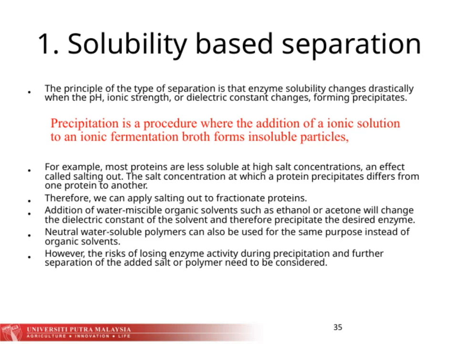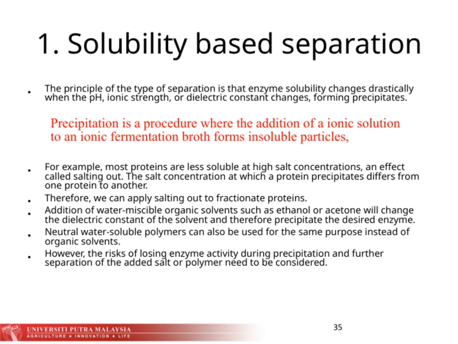The principle behind this type of separation is that enzyme solubility can change dramatically when factors like pH, ionic strength, or dielectric constant are altered. This change often leads to the formation of precipitates. Precipitation, in essence, is a process where adding an ionic solution to an ionic fermentation broth causes insoluble particles to form. For example, most proteins become less soluble at high salt concentrations, a phenomenon known as salting out.